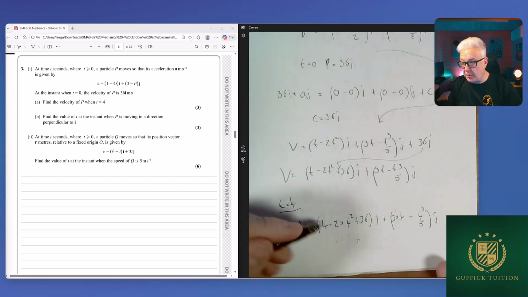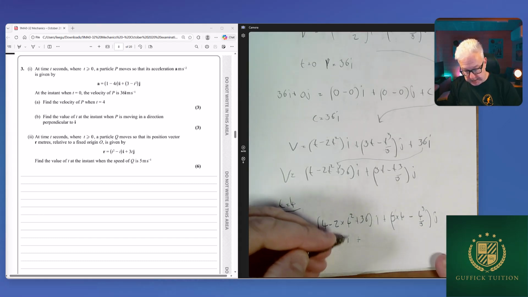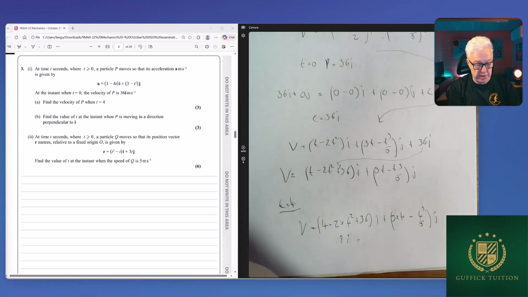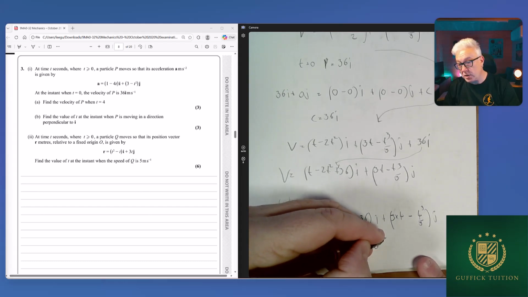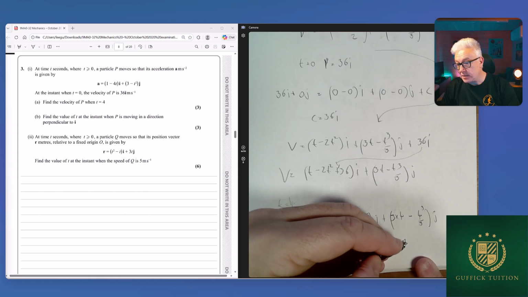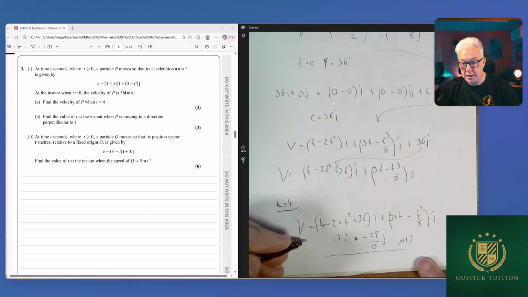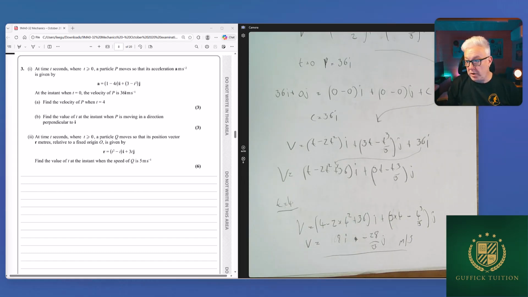That is 8i, which seems more correct. And the next one is going to be 3 times 4, minus 4 to the power of 3 all over 3. It's going to be minus 28 over 3 j, and that is meters per second. So that's the velocity when t equals 4. It is 8i minus 28/3 j. Okay, perfect. That's part A done.